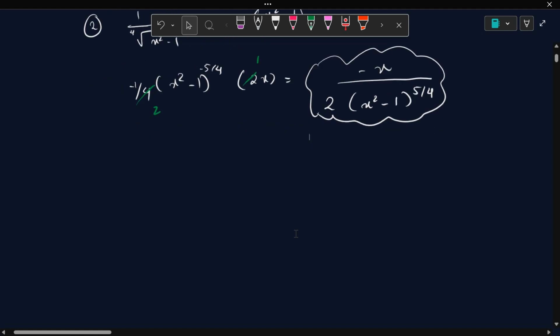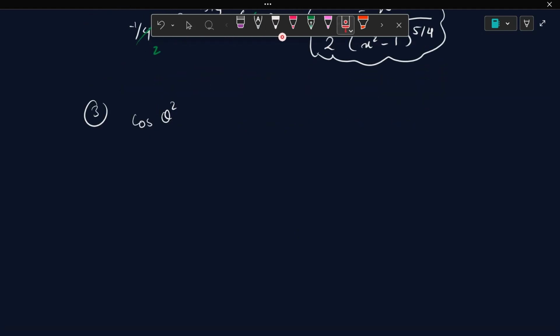All right, now let's move on here, and you can see this is a chain rule again. We have an inside function right over here. So how do we differentiate this one? This is really simple. What you do is take the derivative of the outer function. What's the derivative of cosine of x? That's simply negative sine of x.